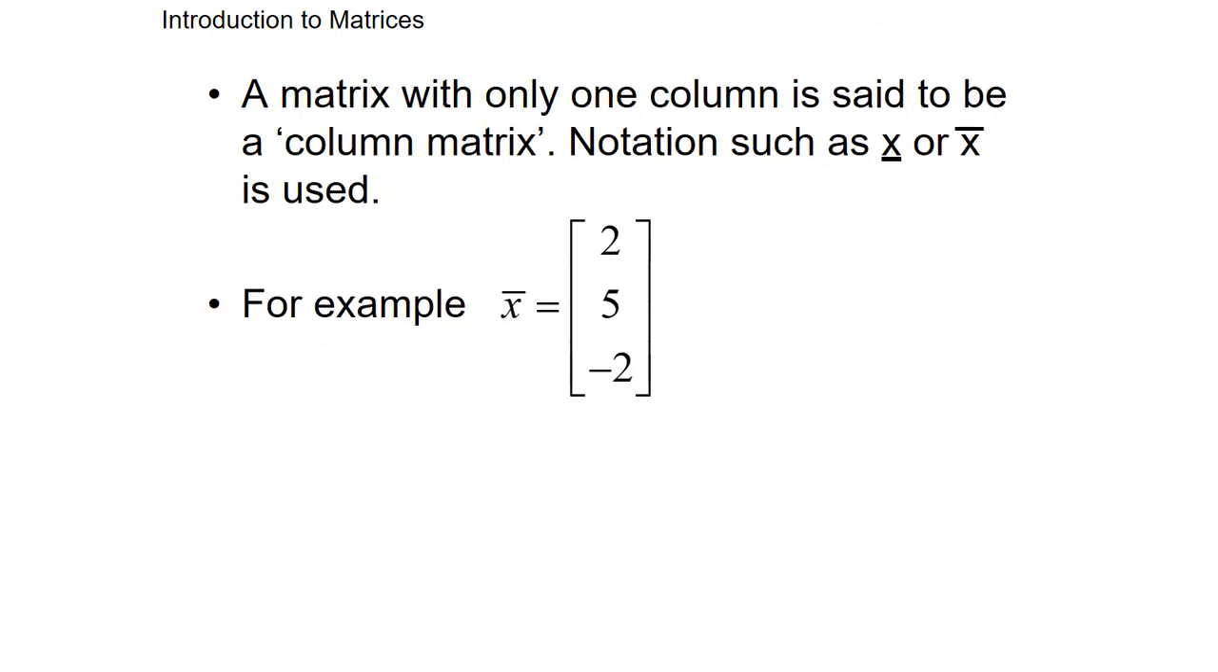Sometimes when we see a column matrix, we would use notation that we might consider consistent with vectors. So previously, we might have met the vector, say, 2, 5, minus 2. There is a consistency between vectors and column matrices.